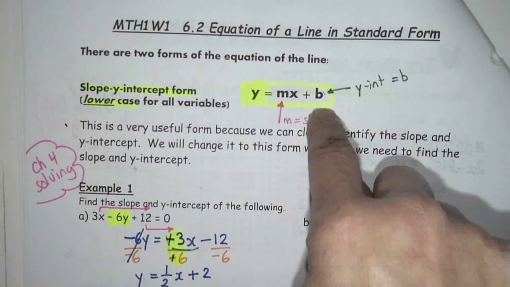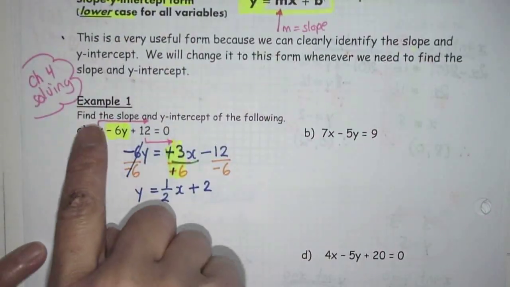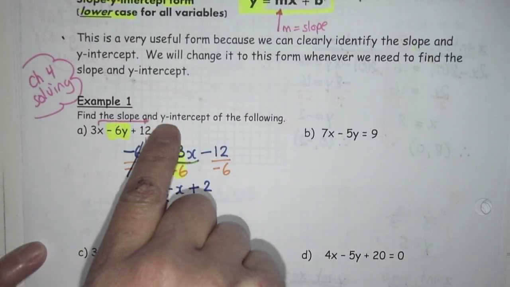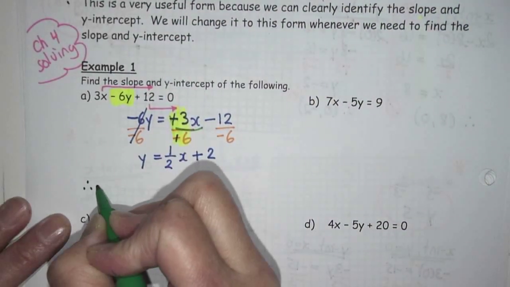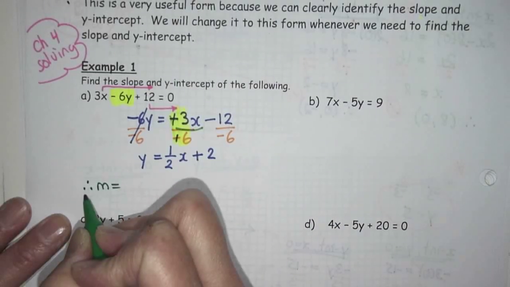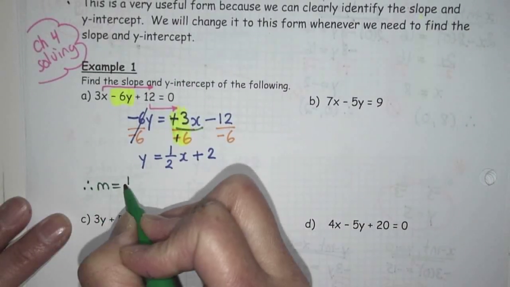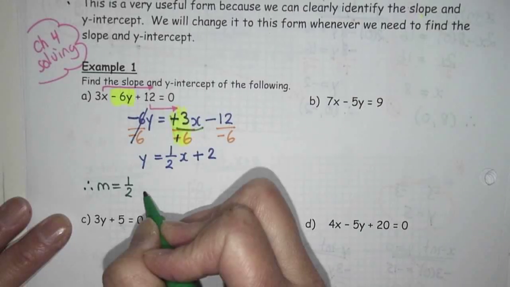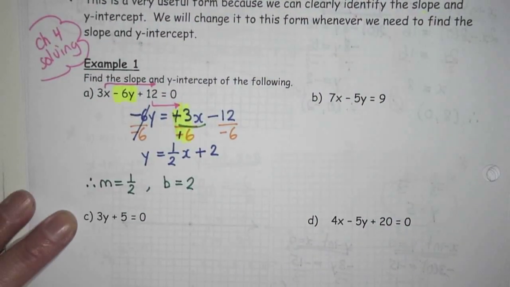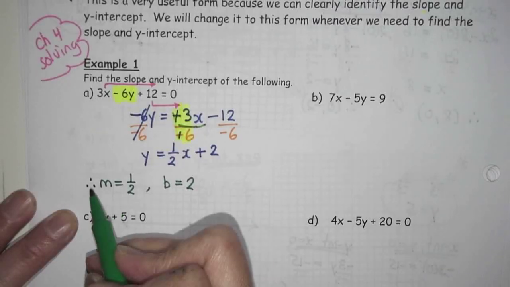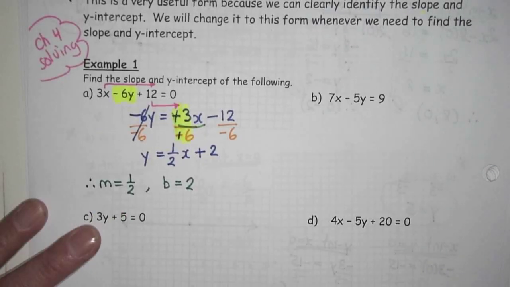You have to know that the main goal of this is to go to this form. I want you to change it to the form and now find the slope and y-intercept. So my answer would be, therefore, m equals... you don't have to put therefore. You can just put m equals 1/2, which is your slope, comma, b equals 2, which is my y-intercept. Okay, you don't have to put the therefore, but that's my conclusion.